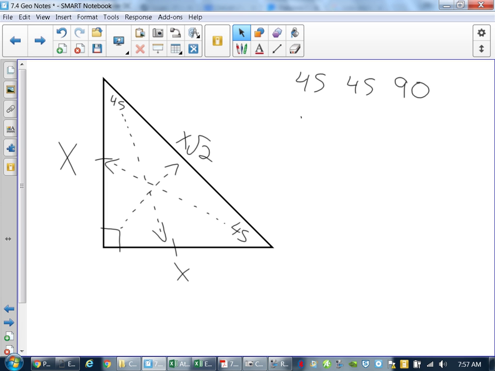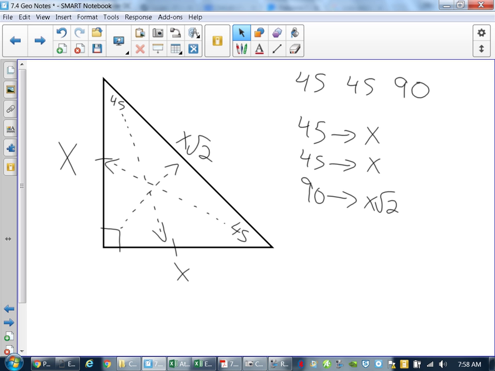What I want you guys to do is this. These arrows that I'm using here are showing what is across from you. So if I'm at the 45-degree angle, what side is across from you? The x. Okay. Across from the other one is x. And across from the last one is x root 2, because we're multiplying by that root 2.